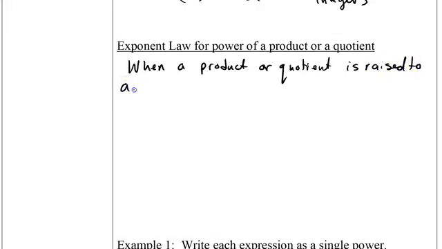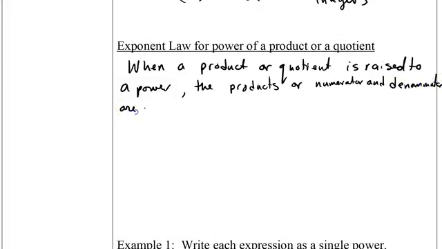The product law for power of a product or quotient: when a product or quotient is raised to a power, the exponent, or the product or numerator and denominator, are all raised to that power.